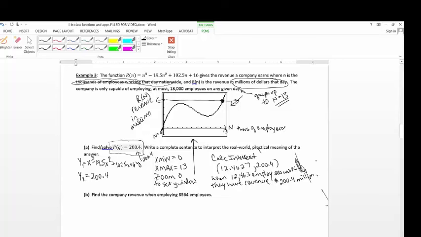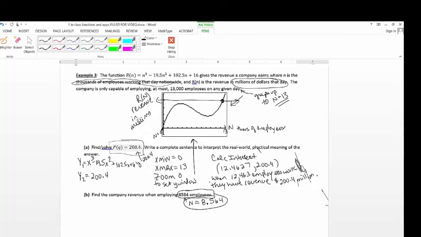Then it says to find the company revenue when employing 8,564 employees. Again, in this function, N is thousands of employees. So 8,564 means N equals 8.564. 8.564 in thousands is 8,564.